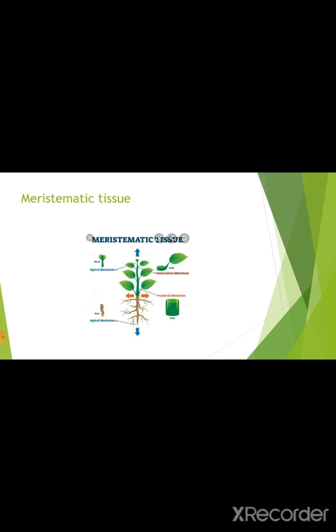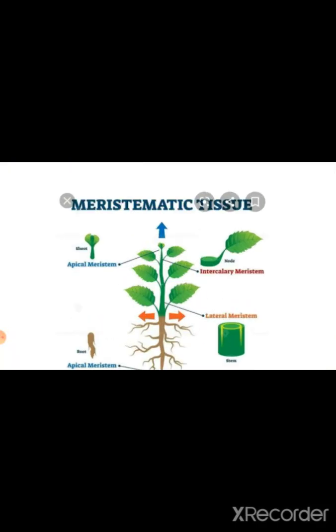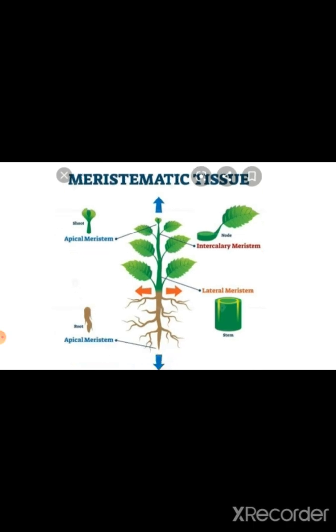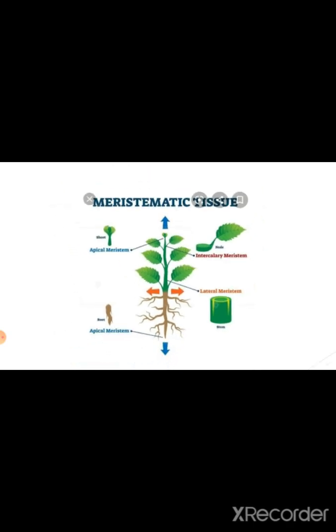apical meristematic tissue, lateral meristematic tissue, and intercalary meristematic tissue. Apical meristematic tissue. Apical meristematic tissue is also called apical meristem. It is found at the tip of the stem and roots. It increases the length of the stem and roots. If you see here, these both are apical meristem. So this shoot is present at the top and this root is present at the top of this here. This is called apical meristematic tissue or apical meristem.